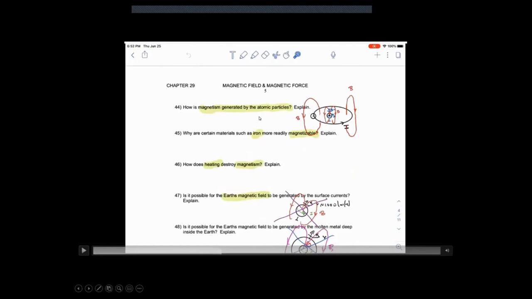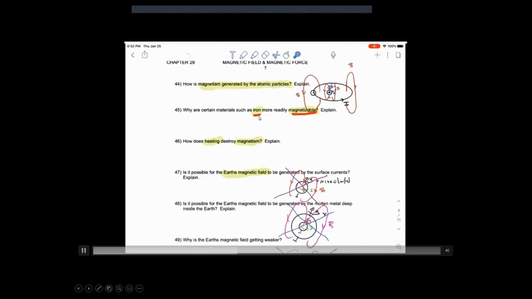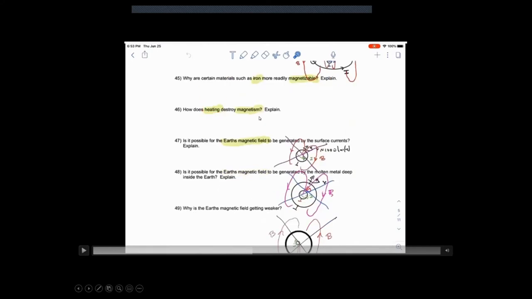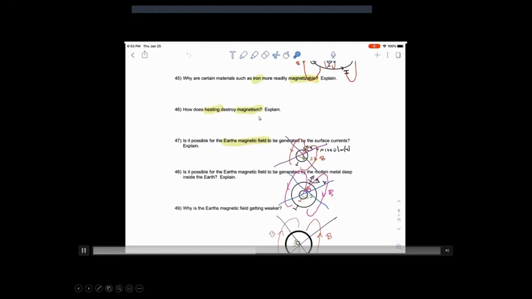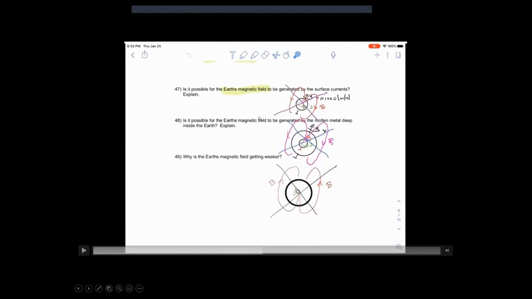Iron is very easily magnetizable because it's got regions within which the atoms are already pointing in the same direction. Those are known as domains. If you can get all the atoms pointing in the same direction using an external magnetic field, then the iron becomes magnetized. Heating is going to destroy magnetism because heating implies randomized motion of atoms and molecules. When the atoms and molecules are randomly vibrating and pointing in random directions, overall magnetism gets canceled out. So the effect of magnetism goes down.